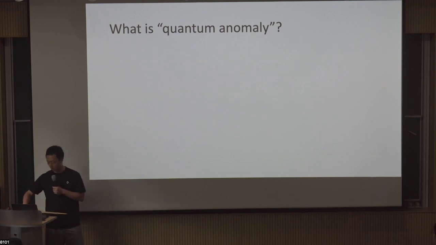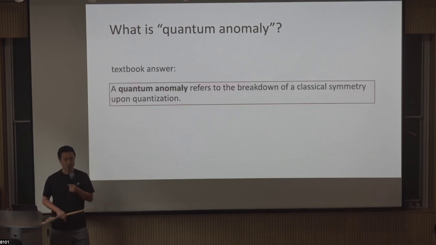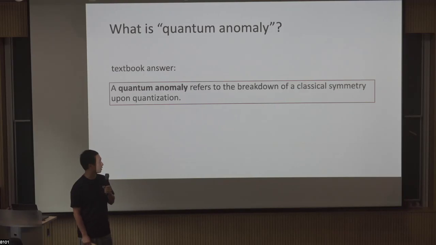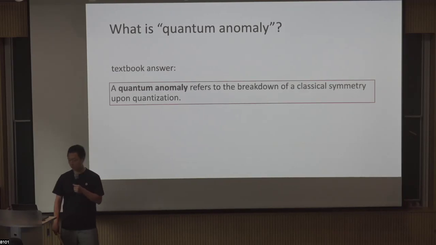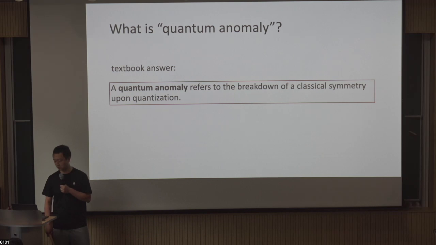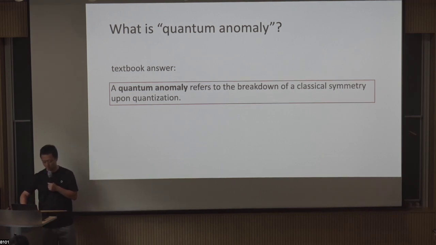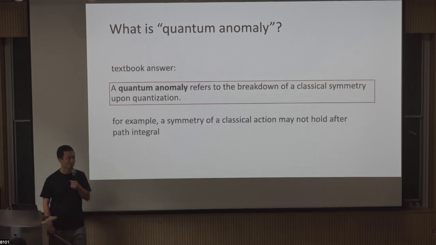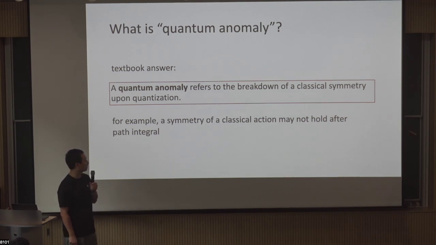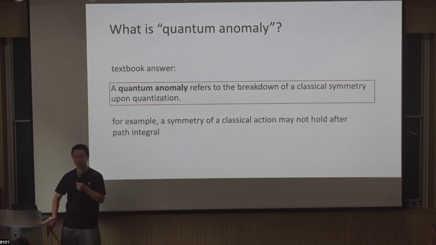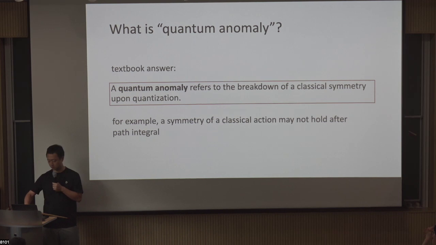So, what is quantum anomaly? Well, if you ask your favorite chatbot or just open a textbook, quantum anomaly refers to the breakdown of classical symmetry upon quantization. Well, it's a bit abstract. Let me make it slightly more concrete. For instance, in the path integral, you have a symmetry for the classical action. It might break under the path integral after you do the horrible integration.